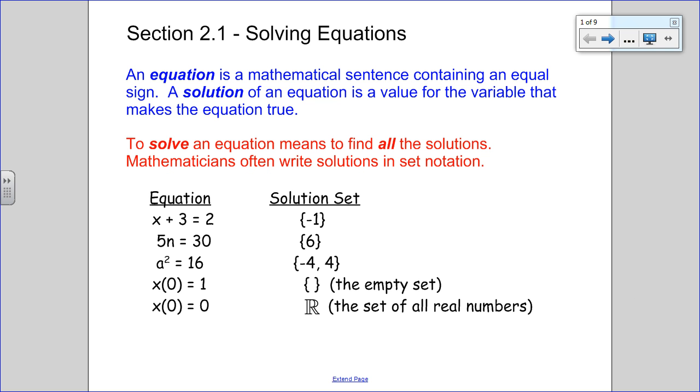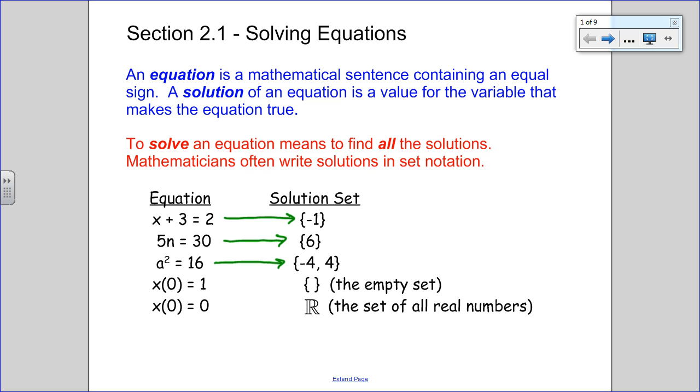A simple equation, like x plus 3 equals 2, may have only one number in its solution set. The number -1 is the only value of x that makes this equation true. In the same way, the equation 5n equals 30, again, has only one solution, the number 6. However, it is possible for a solution set to contain more than one number. The equation a squared equals 16 actually has two solutions. Both -4 and 4 are values that would make this equation true.